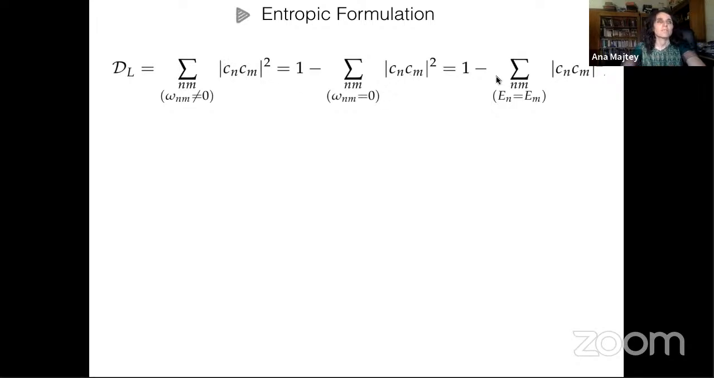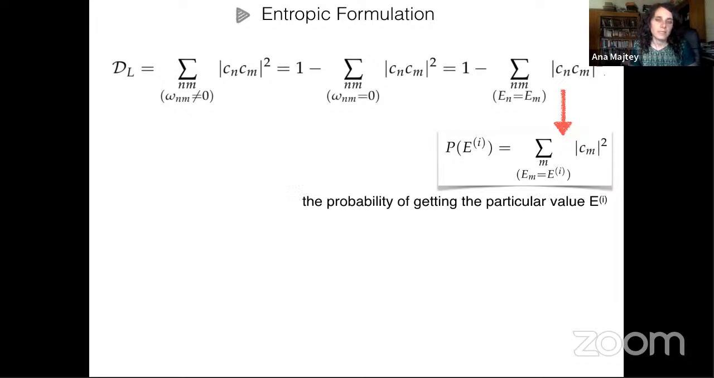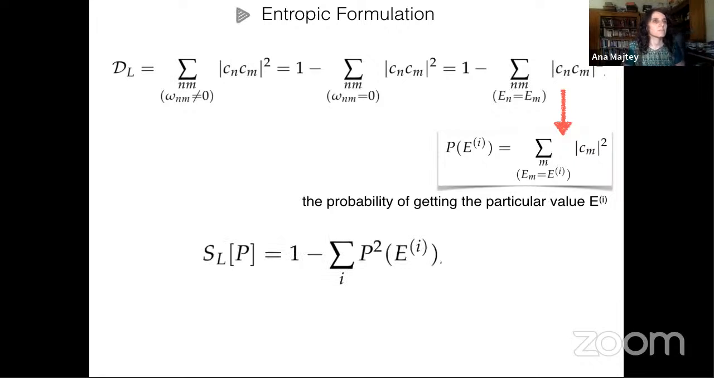in this way, which can be written again in this way, now in terms of energy. And here we can identify this probability of getting the particular value of energy E_i when measuring the system energy. So we can write this quantity here, this D_L, equal to the linear entropy of the energy distribution. And the linear entropy has a clear statistical interpretation. If one measures the energy of two identically prepared copies of the system, the linear entropy equals the probability of getting different results in these measurements.